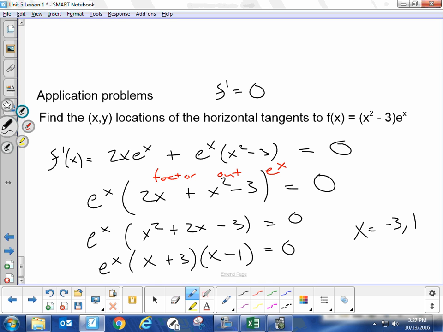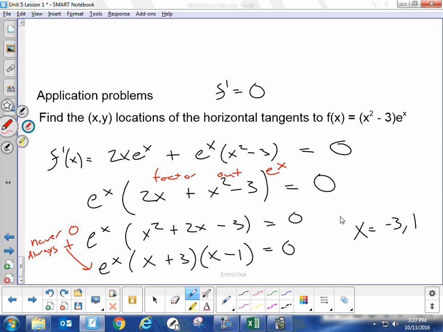It never equals 0. It only approaches 0 if I plug in negative infinity. I'll have 1 over e to the positive infinity, which is approaching 0. But this actually never equals 0. It's not only never 0, but it's always positive, which will be helpful moving into unit 3 type problems.